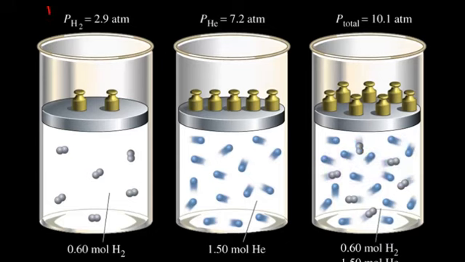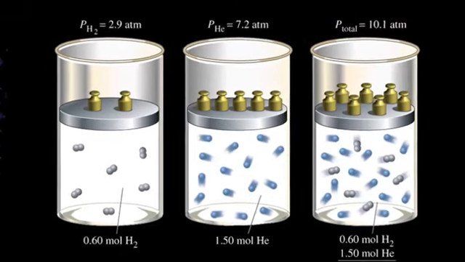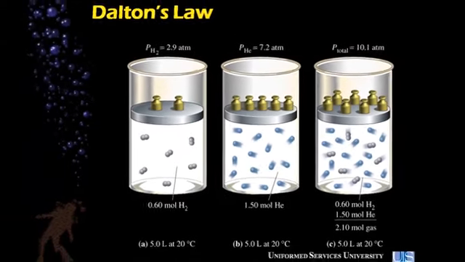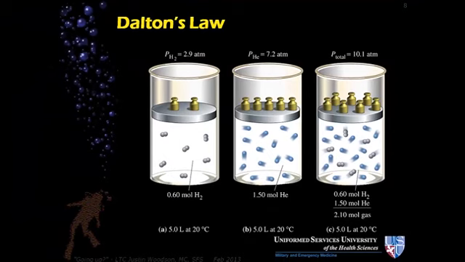So where hydrogen was exerting 2.9 atmospheres of pressure and the helium was exerting 7.2 atmospheres of pressure, we combine them and they add summatively to create a total pressure of 10.1 atmospheres. Now what we'll talk about frequently is the partial pressure of these gases, and when we say partial pressure, we're dealing with the individual component of pressure that is being exerted by the individual gas.